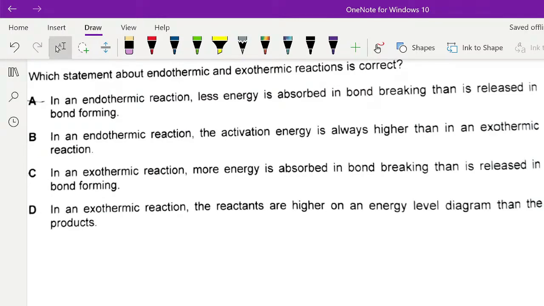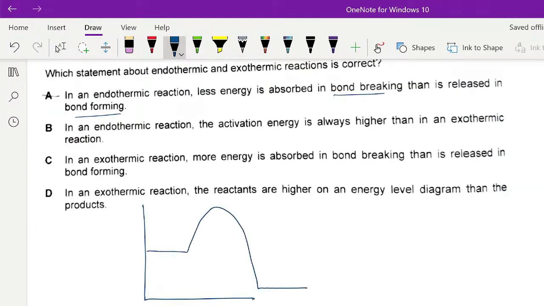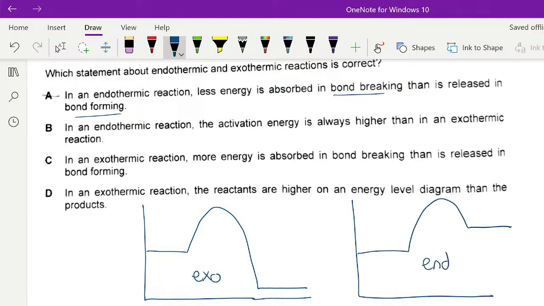Which statement about endothermic and exothermic reactions is correct? This is about bond breaking and bond forming. This is an exothermic reaction, and this is an endothermic reaction. Activation energy can be the same for both endo and exo. It can be the same, it can be more or less. It doesn't matter, okay? Activation energy is not the determining factor here.